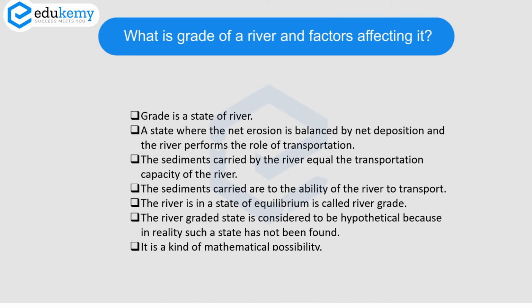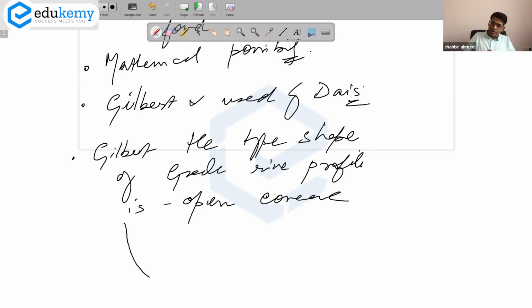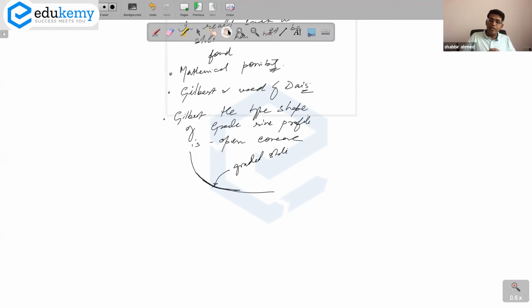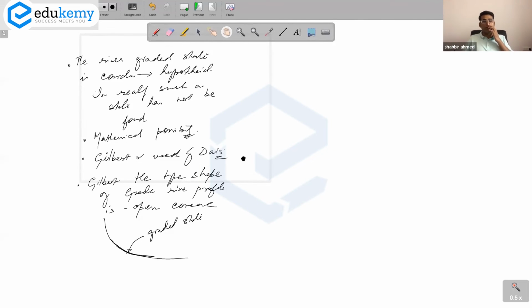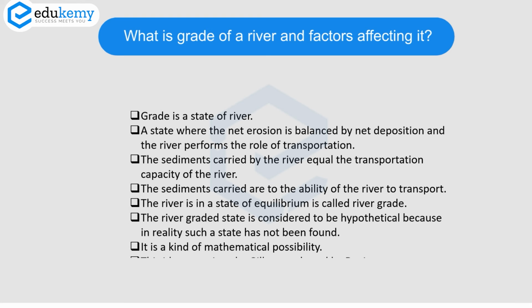According to Gilbert, the typical shape of a graded river profile is an open concave, a broad open concave like this. This is the graded state. All of these, like small short notes, they can ask you, or you can use in your answers.